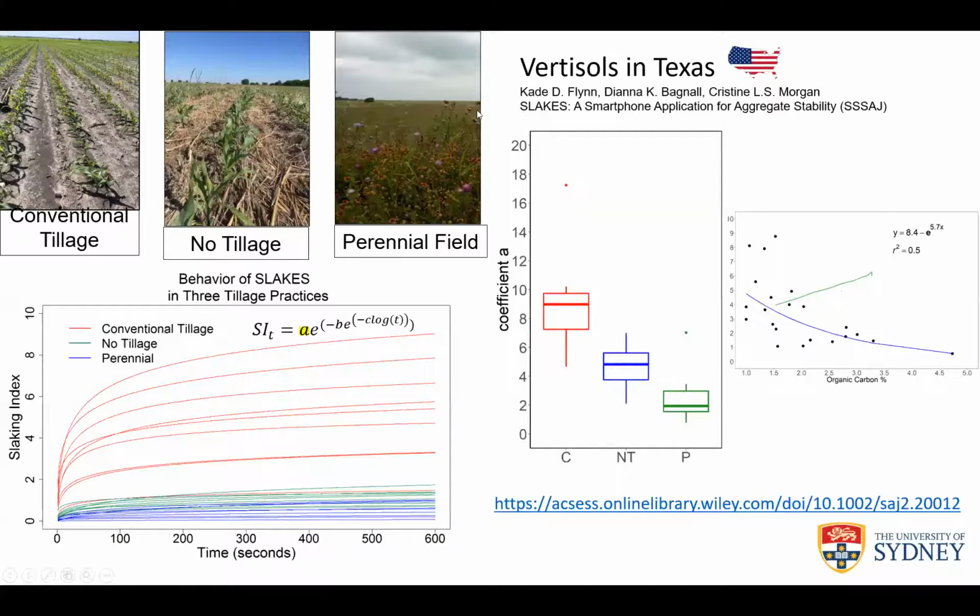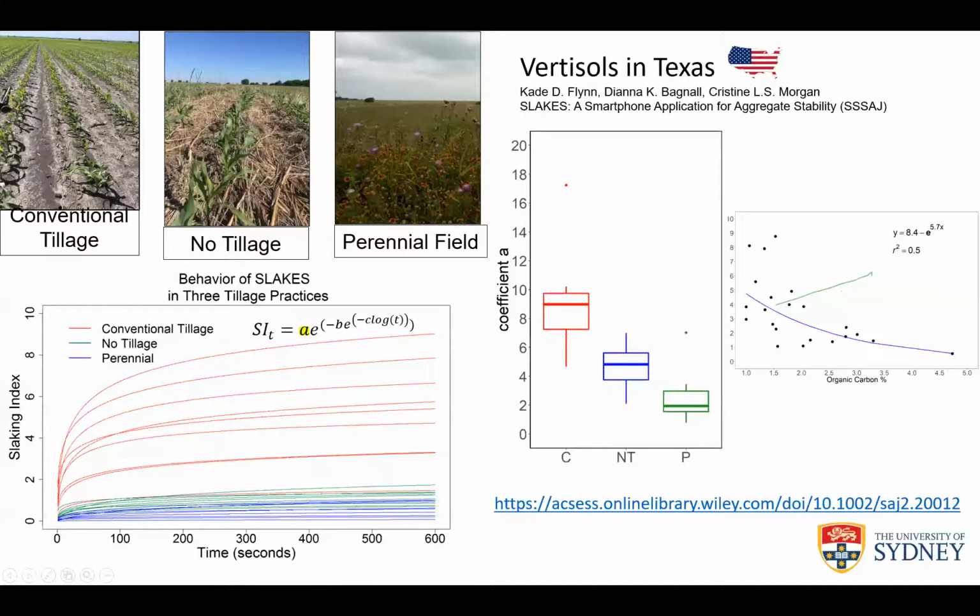But the one with the conventional tillage will have a lot of slaking. And this is the coefficient that defines the maximum slaking. You can see that the conventional tillage has a lot of slaking compared with the no tillage and the perennial. And all this degree of slaking is related to organic carbon. That means the higher the carbon content, the less slaking it becomes. The higher the carbon content, the more it makes the aggregates hold together, and it's more resistant to slaking.